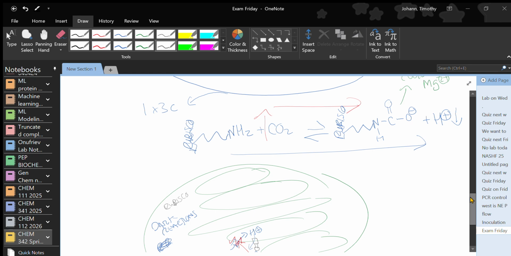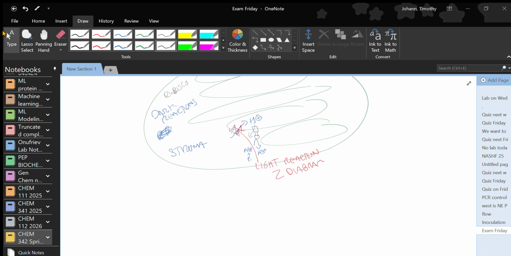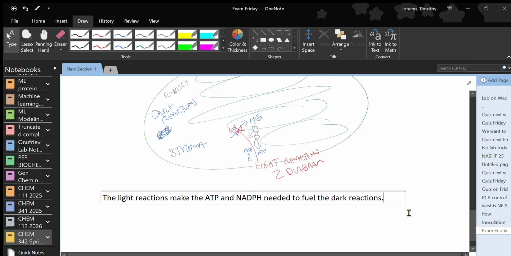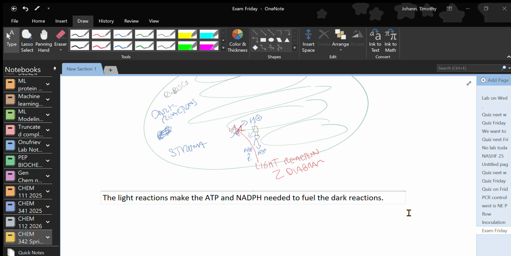Let me write that. So the light reactions make the ATP and NADPH needed to fuel the dark reactions. Okay, that's really important. These are not storage molecules, right? ATP is an energy currency. There is not much of it in the cell. It gets used and it gets regenerated right away. Same sort of thing with NADPH. You don't store energy there.